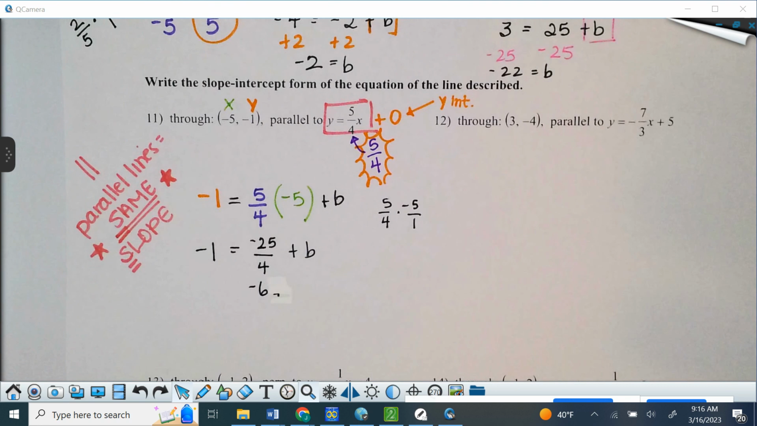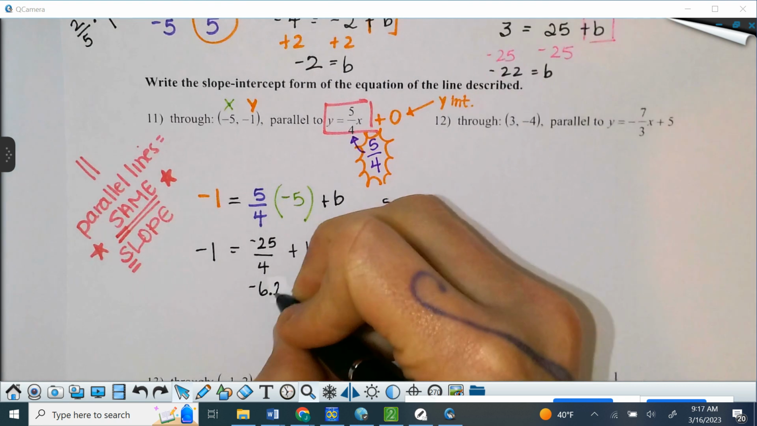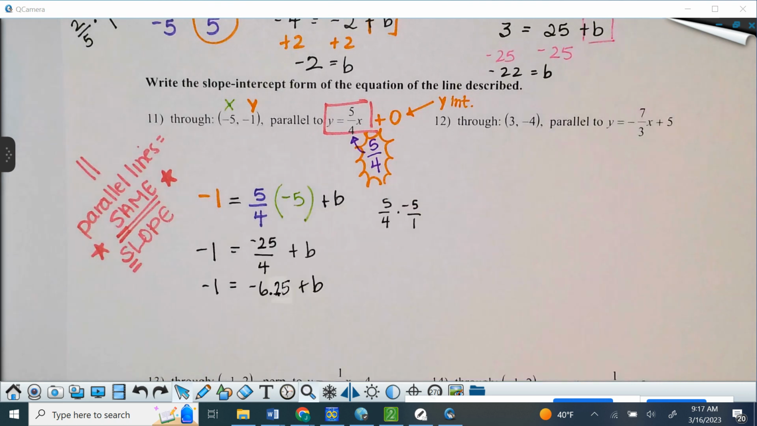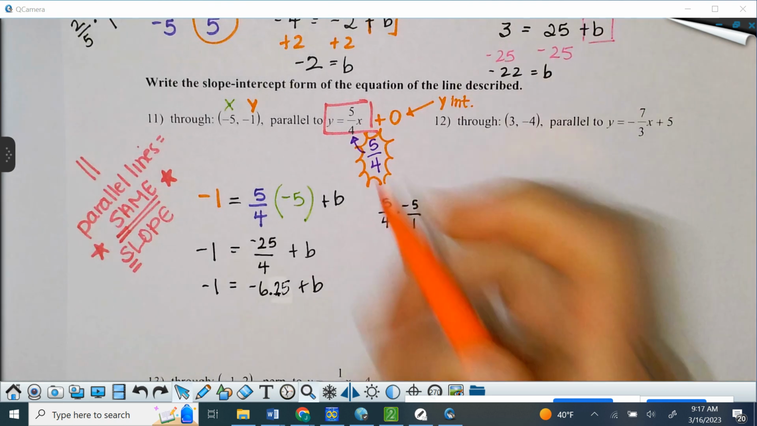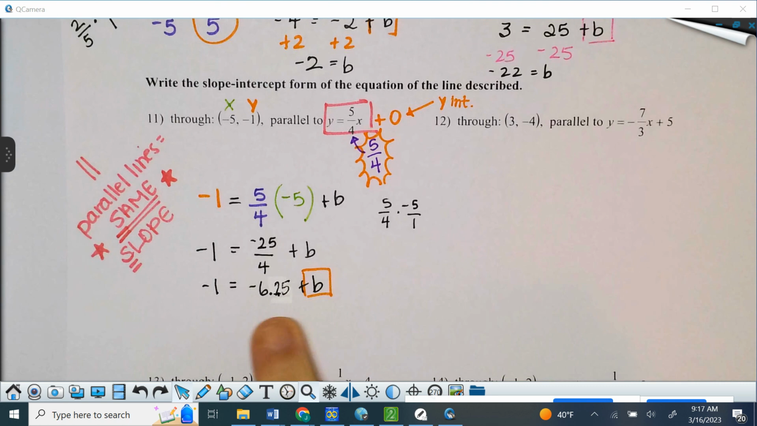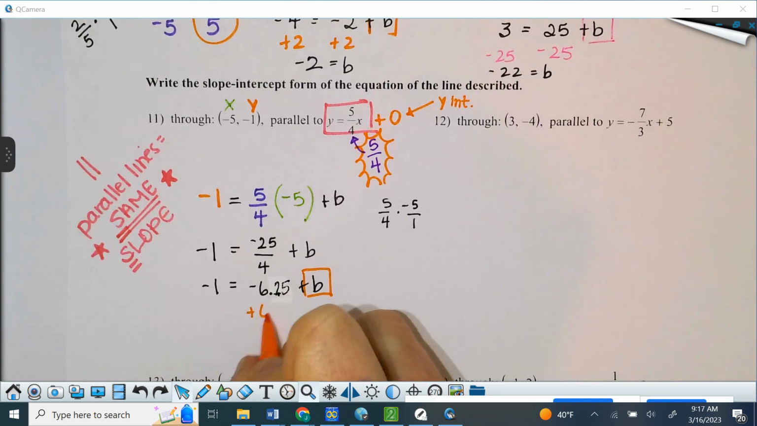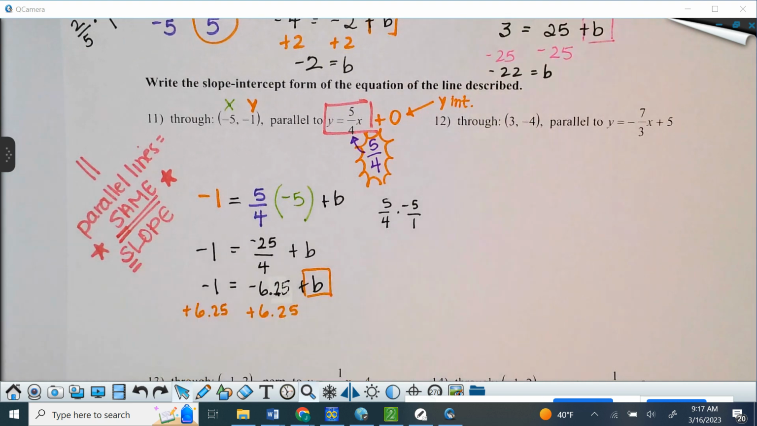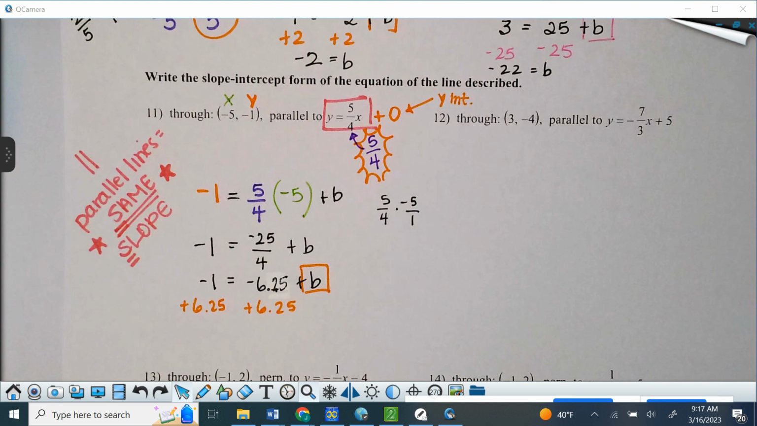So negative 6.25 plus b equals negative 1. I need b by itself. That negative 6.25 is going to become a positive 6.25. If I have $6.25 and then I take one away, how much money do you have at that point? You have $6.25. You lose $1. How much money do you have at that point? Yes.